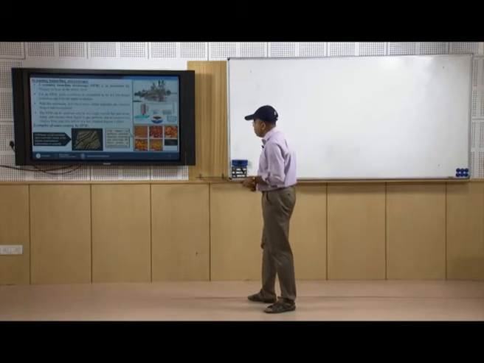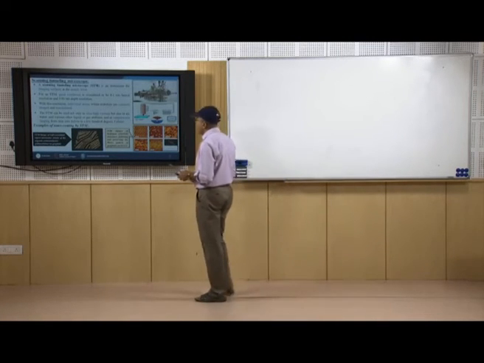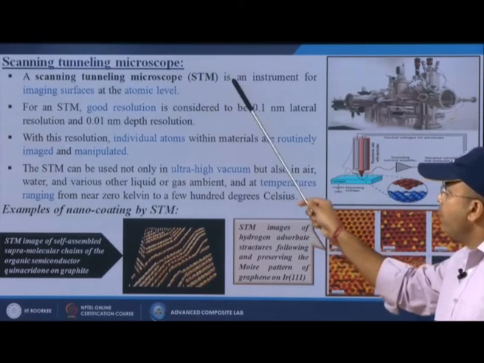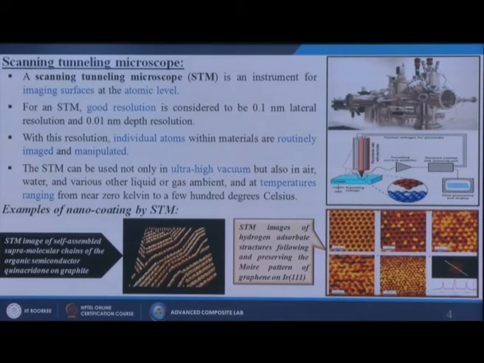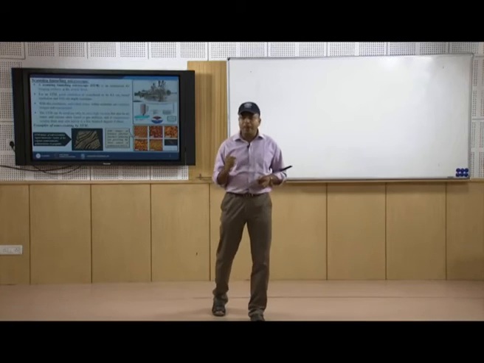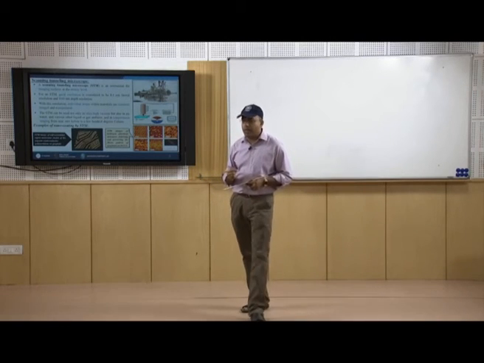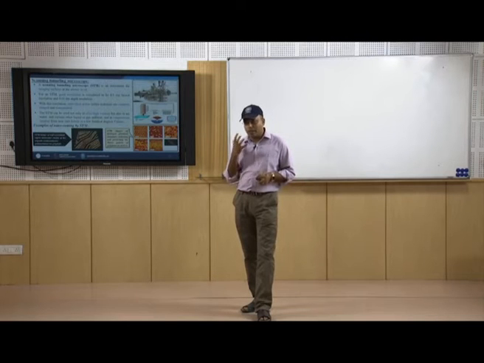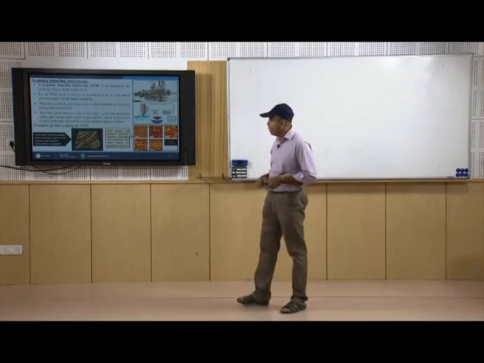So, here first we are going to discuss the scanning tunneling microscope, in short known as the STM, which is nothing but an instrument for imaging surfaces at the atomic level. So, you can see at the nano level we can measure this kind of material, this kind of technology. For measuring the surface morphology at the nanoscale level, we can use this scanning tunneling microscope.